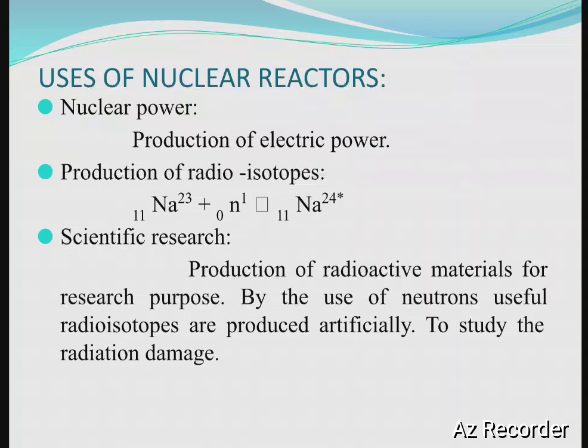So nuclear reactors are used for the purpose of scientific research, in which radioactive materials are produced for research purposes. By the use of neutrons, useful isotopes are produced artificially to study radiation damage.